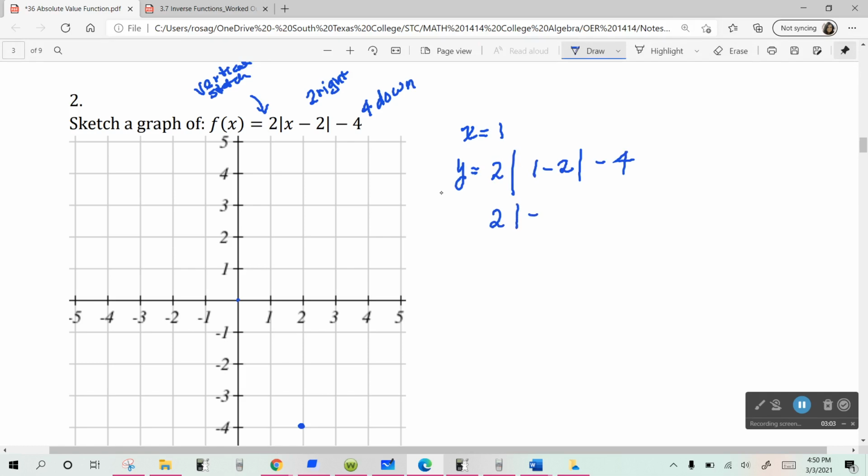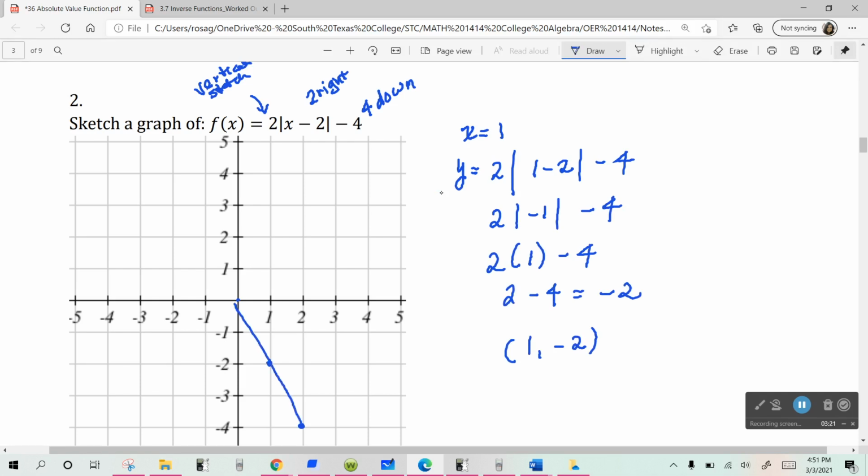This is going to be the absolute value of -1. It's always positive, so that's 1. So the point is 1, -2. And then from there, MyOpenMath will do the graph for you.